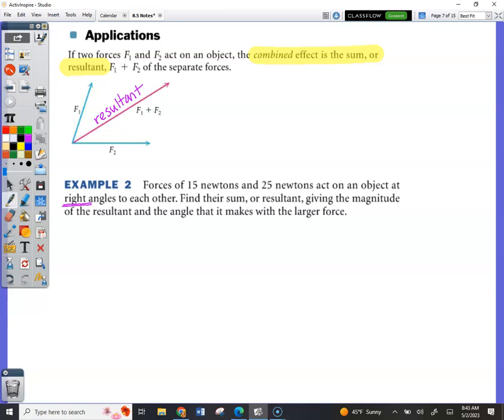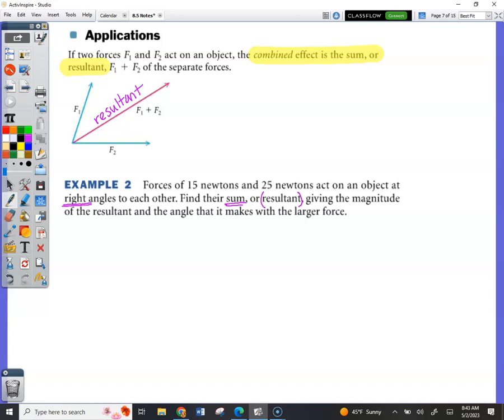Okay? So they're saying you've got two forces. They act on an object at a right angle to each other. Find their sum or resultant. There's that vocab word. Find the sum, which is also called the resultant, giving the magnitude of the resultant and the angle that it makes with the larger force.